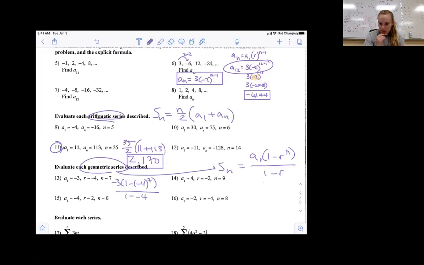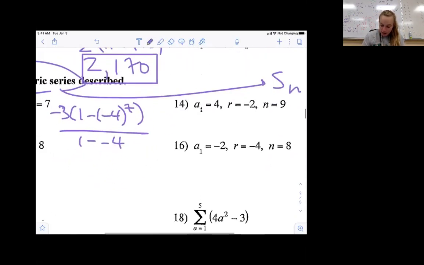All right, I'm going to zoom in on that so it's not so messy. So I have to do negative 4 to the 7th. So I've got negative 3 times 1 minus whatever that number is. And then I've got 1 minus negative 4, which is 5. Okay, I think 4 to the 7th is 16,384. And that would still be negative because it's being raised to an odd number. So minus that becomes a big plus, with these two negatives.